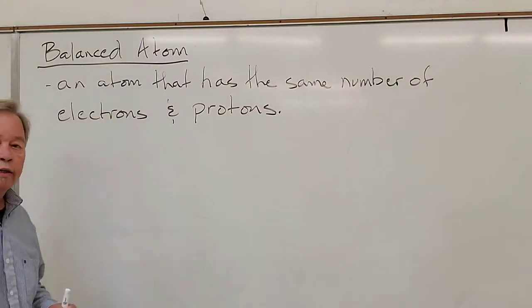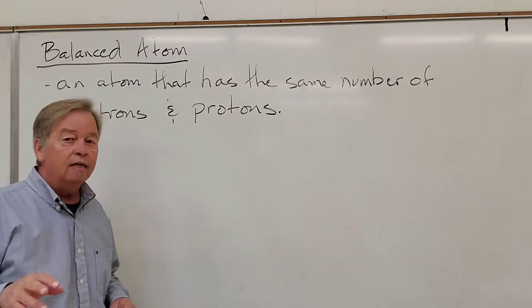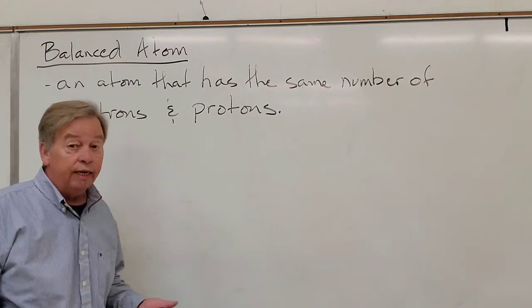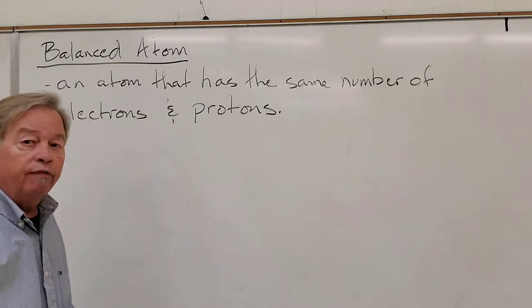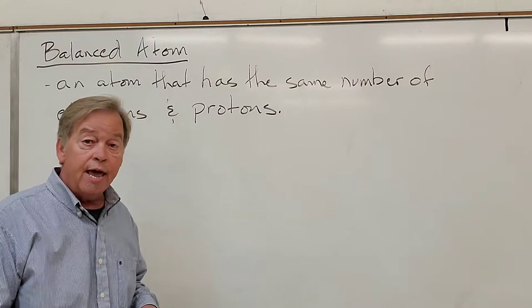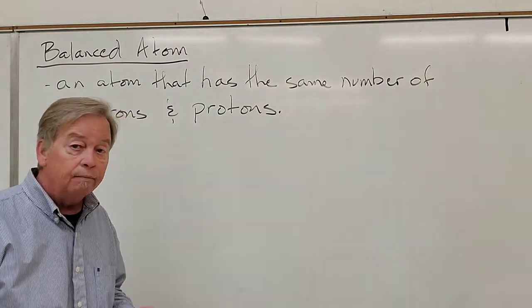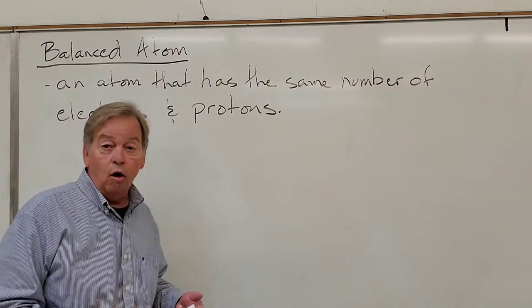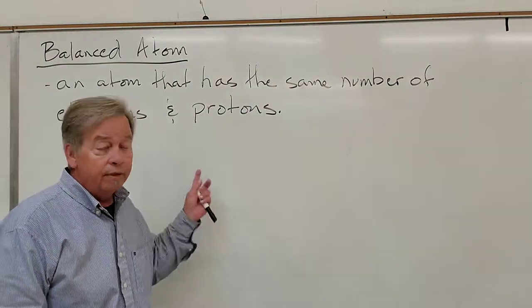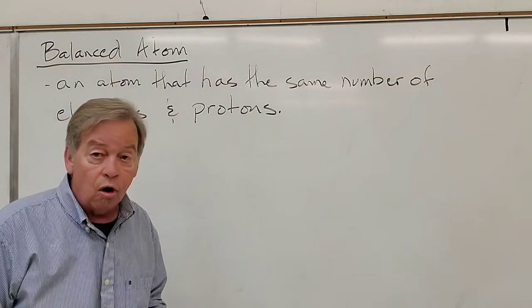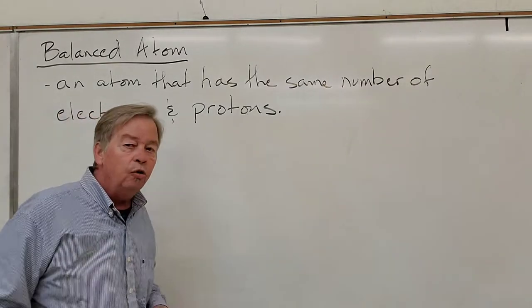Now, even though an electron and a proton are different in physical size, the amount of electrostatic charge that they have is equal. So if I have the same number of electrons as I have protons, I have the same amount of negative charge as I have positive charge. These two charges cancel out to leave the overall atom in what they call a neutral state or a balanced state. This is what we consider a balanced atom. It's simply an atom that has no overall charge. It isn't negative and it isn't positive because the two cancel each other out.